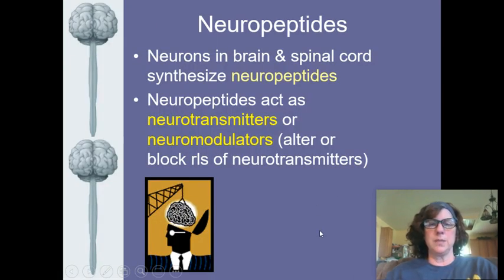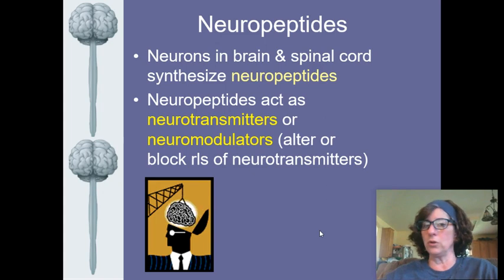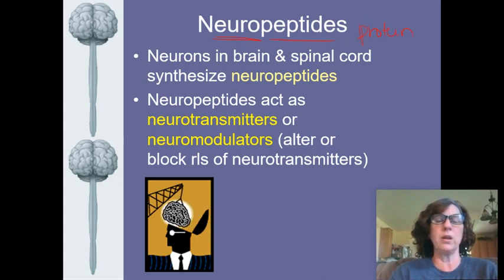There's another substance. All of these things are regulated. There's so many things that regulate it. We're kind of hitting the highlights, even with as much as you're learning. There's even more out there. But there's these little substances we call neuropeptides. Peptide tells you that there's a protein component to it. Okay, so it's got a little bit of protein.